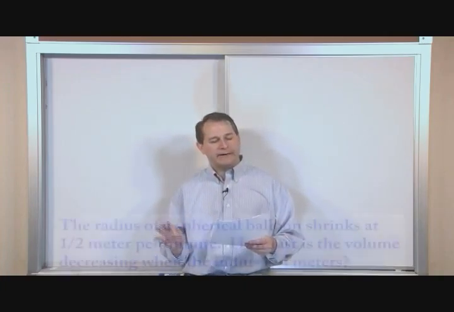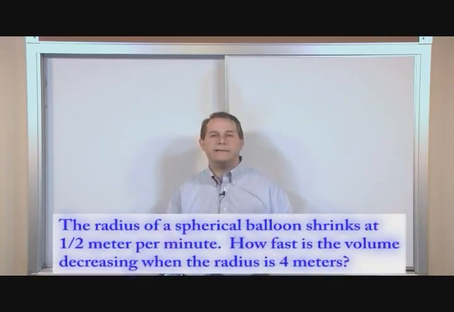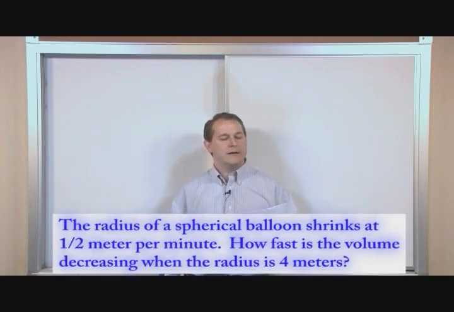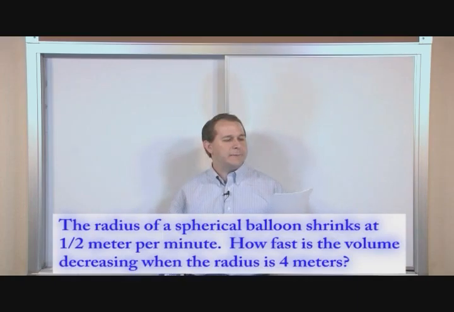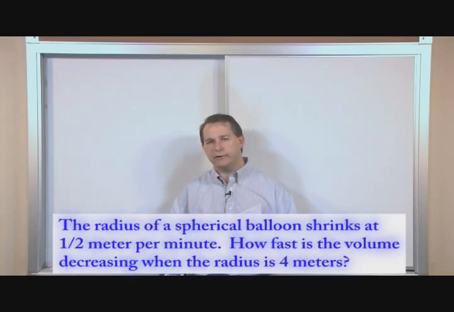The first problem says, the radius of a spherical balloon shrinks at 1/2 meter per minute. How fast is the volume decreasing when the radius is 4 meters? All right, so we have the radius of a spherical balloon. It's shrinking at 1/2 meter per minute, so it's going down like this. How fast is the volume decreasing when the radius is 4 meters? There's a lot of context clues here.